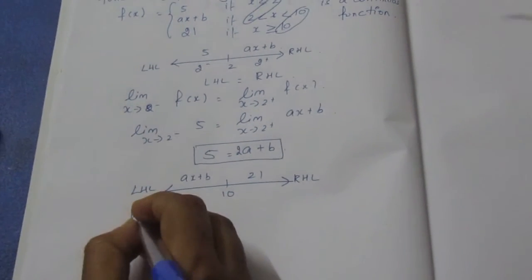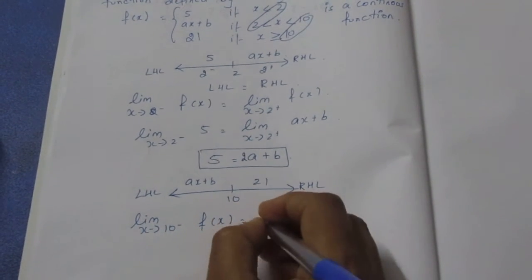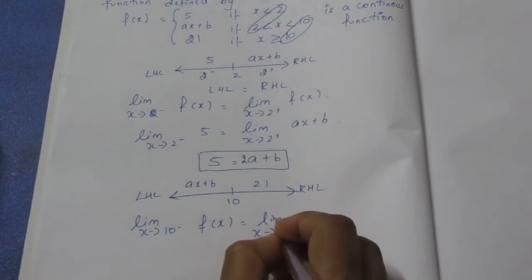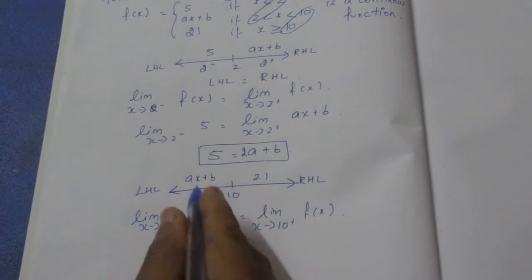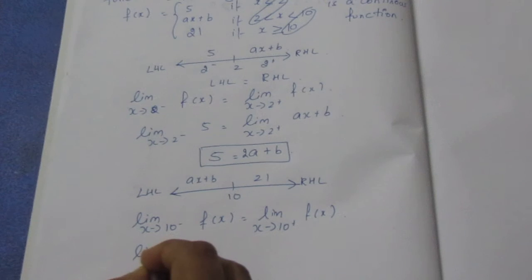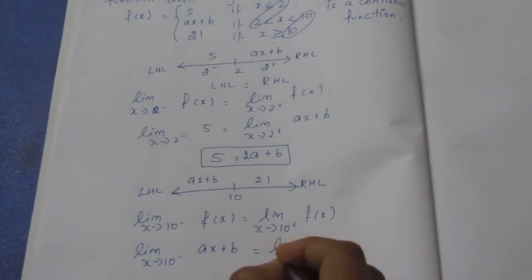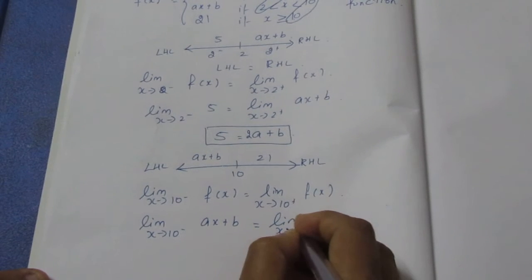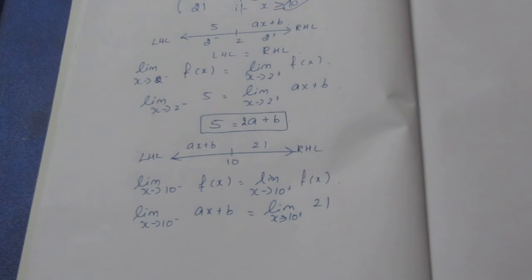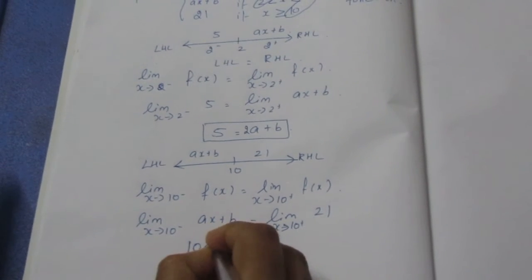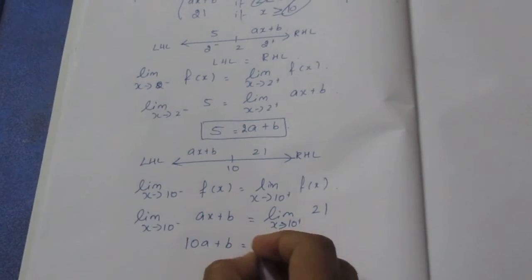Now limit x tends to 10 negative f of x will be equal to limit x tends to 10 positive f of x. Now here it becomes limit x tends to 10 negative ax plus b is equal to limit x tends to 10 positive 21. Substitute the value of 10 here in the place of x. It becomes 10a plus b is equal to, here there is no x, so it will become 21.